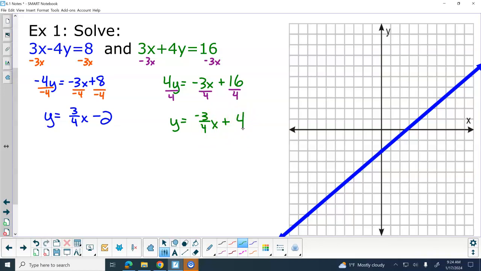Do I know right now if I'm going to have no solution, infinite solutions, or an actual solution? Why am I going to have a solution?